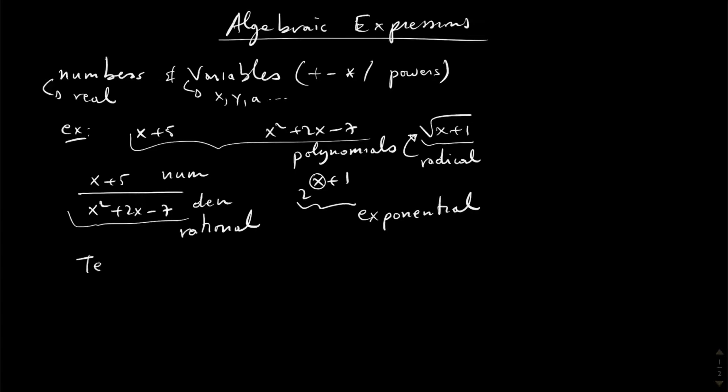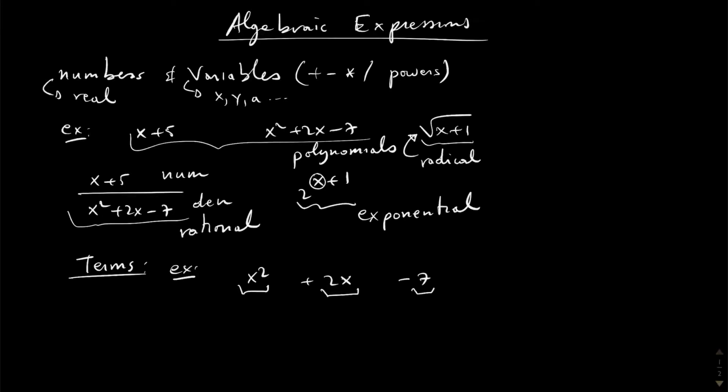An algebraic expression is made out of terms, and terms are simply expressions that are separated by pluses or minuses. So in the example x squared plus 2x minus 7, this particular expression has three terms. So the first one is going to be x squared, the second one is going to be 2x, and the third one is going to be 7.